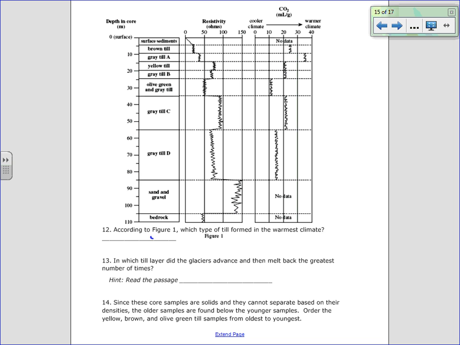According to figure 1, what type of till formed in the warmest climate? Now, we haven't talked about temperature yet, but where can you find temperature in the graph? Under CO2. You notice cooler is on this side, warmer on this side, and the arrow goes that way. So, what type of till formed in the warmest climate? That would be this one, because it's further to the right than any of these other options here, which means that's gray till A.